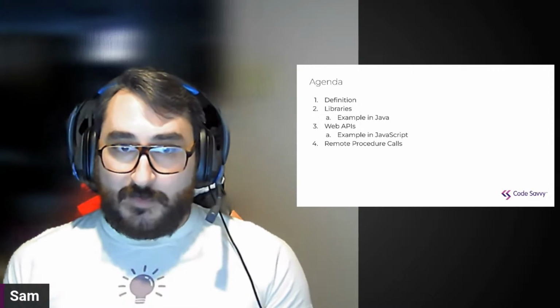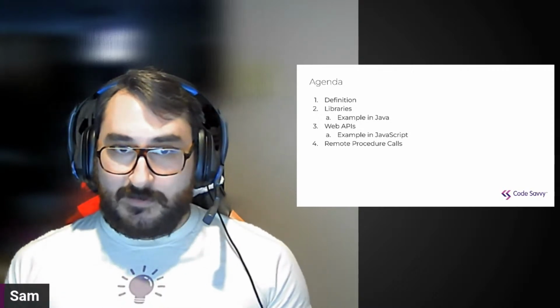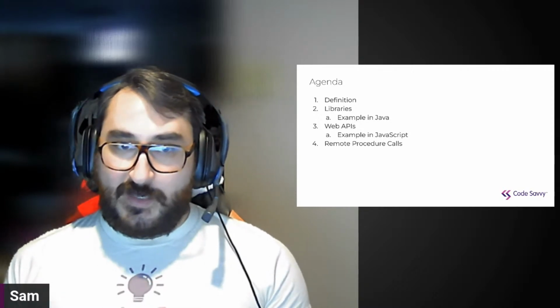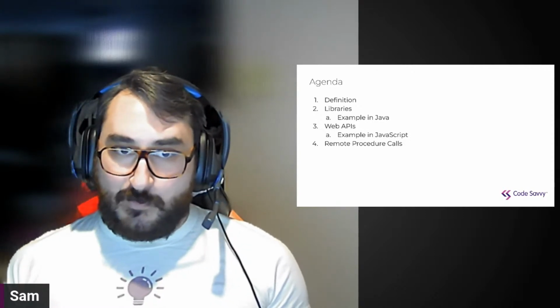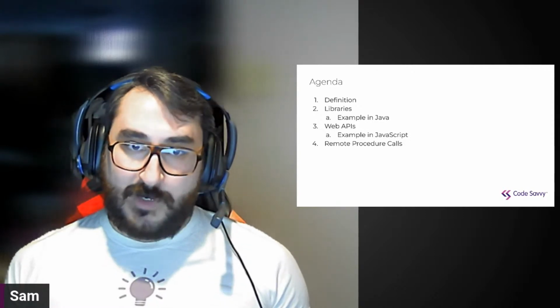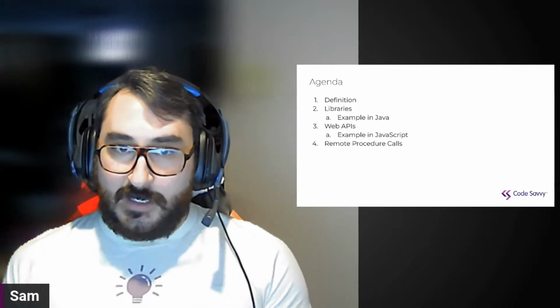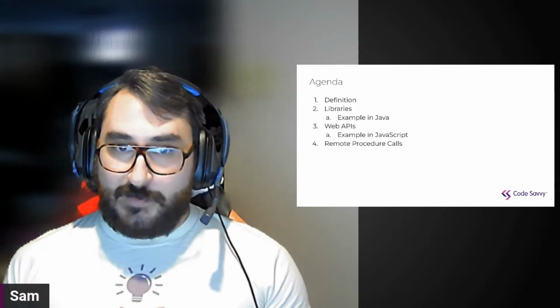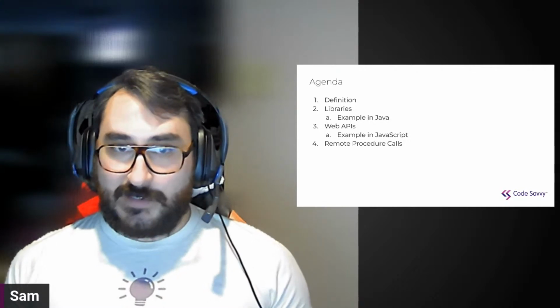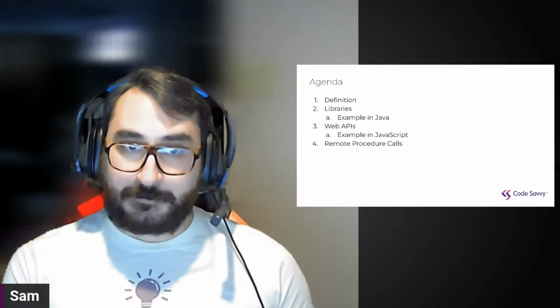So we're going to start with defining APIs. Then we're going to talk about three different kinds of them. We're going to talk about libraries, web APIs, and remote procedure calls. I do have some code examples just to demonstrate different ways these things get implemented.